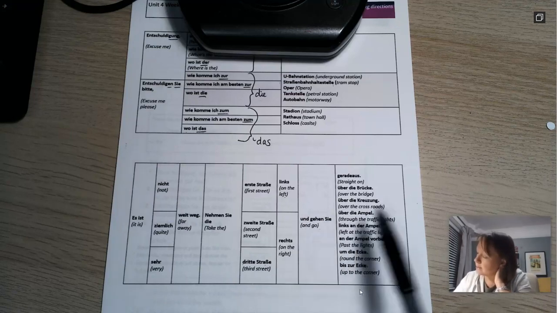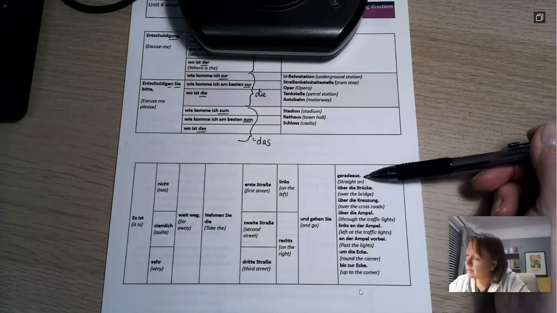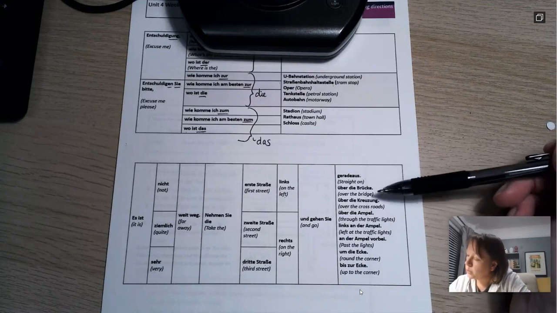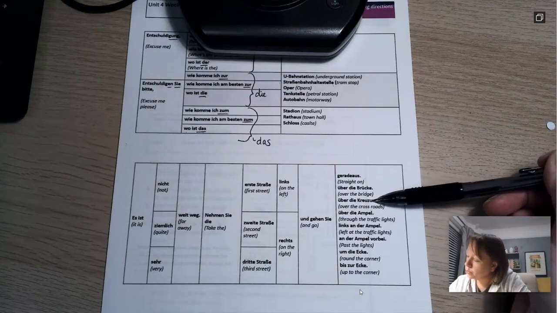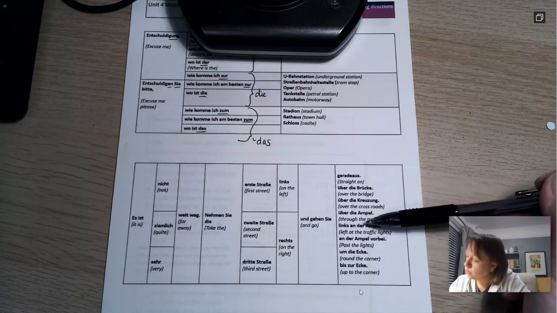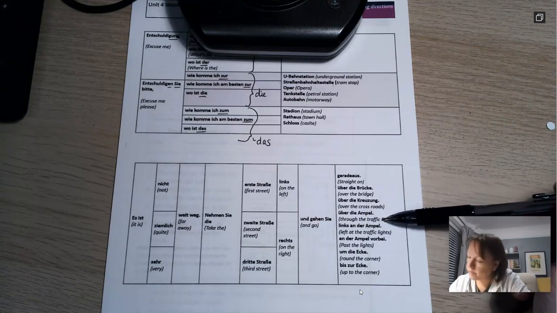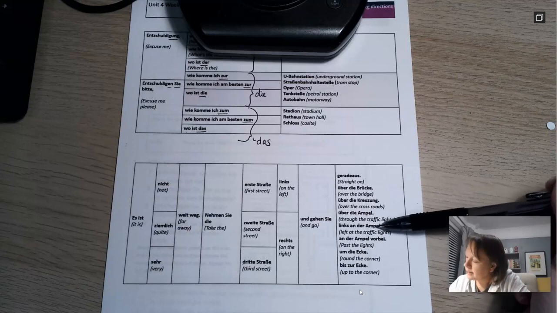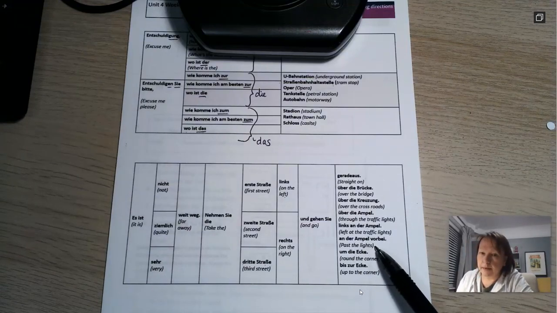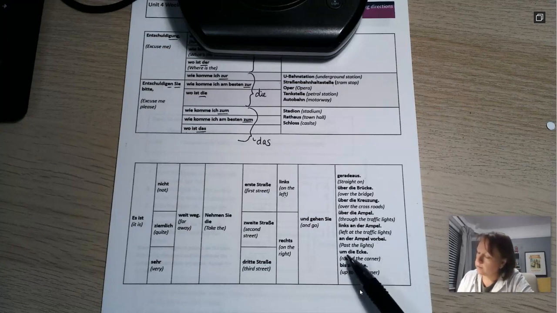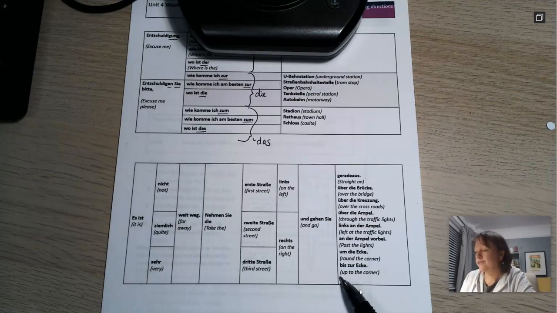Und gehen Sie, right, listen, geradeaus, for straight on, über die Brücke, for over the bridge, über die Kreuzung for over the crossroads. Über die Ampel for through the traffic lights. Links an der Ampel for left at the traffic lights. An der Ampel vorbei, so past the lights. Die Ecke, around the corner. Or bis zur Ecke, which is as far as or up to the corner, as far as the corner.